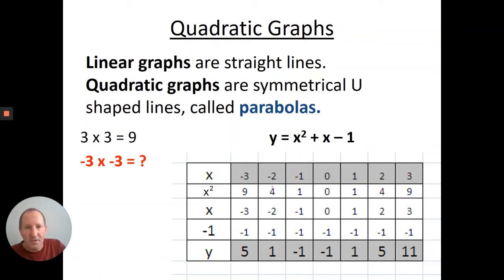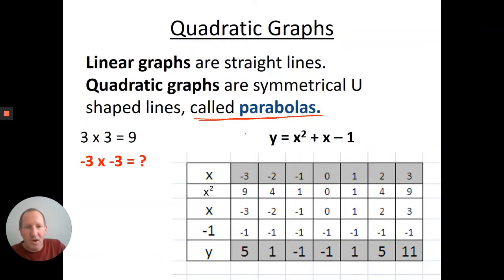Very similar to the method we use for linear graphs. The big difference is that quadratic graphs are U-shapes. They're symmetrical as well. And those symmetrical U-shaped graphs for quadratics are called parabolas. Here's a question you're sometimes asked, to know that name, parabolas.